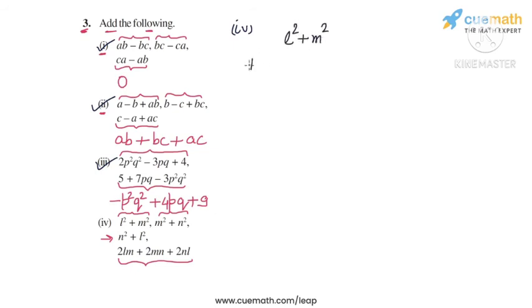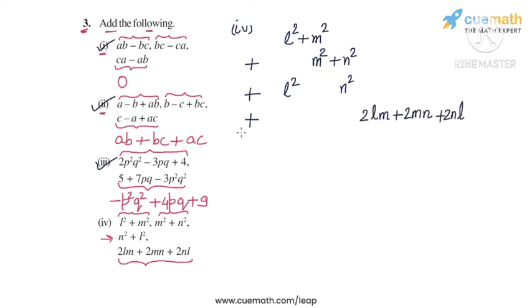Then we add the second expression, which is M square plus N square. Then we add the third expression, which is N square plus L square. So L square we will write below the first L square like this. And then we add the fourth expression, which is 2LM. So 2LM we will write separately. Then we have 2MN, which we write separately. And then we have 2NL, which we also write separately like this.